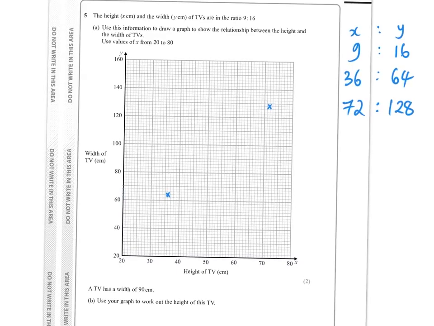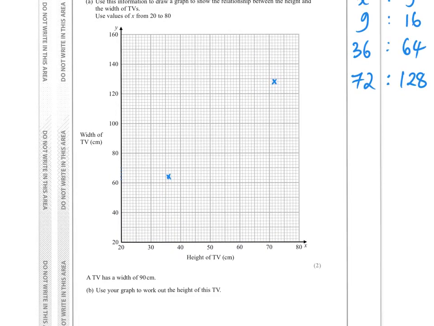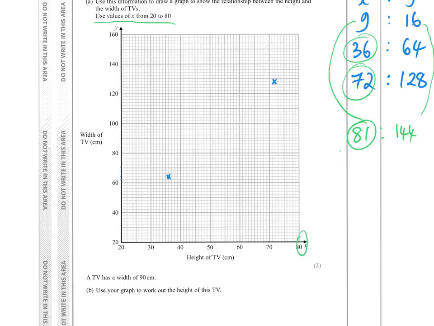And let's have a look as well, by the way, as look, use values of X from 20 to 80. So we're lucky that we didn't try and be too clever and go, say, I don't know, 7, 8, 9 times. We could have 9 times 9 and got 81, and then 9 times 16, which would be 90, 144, and if we'd have plotted that, we'd have been wrong because we couldn't have gone to there anyway.